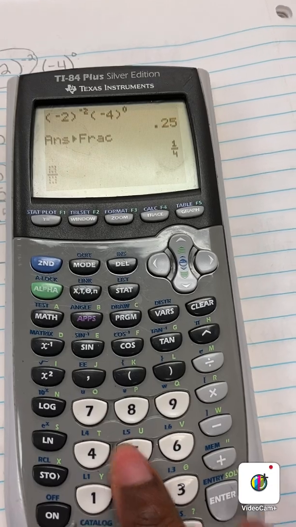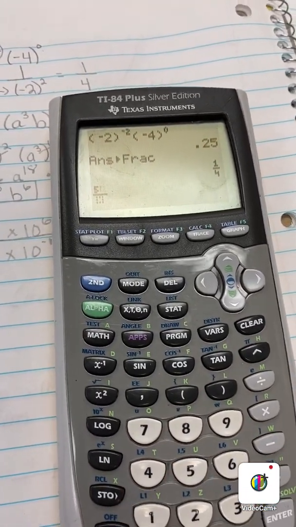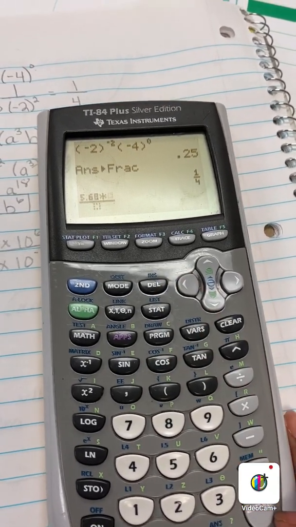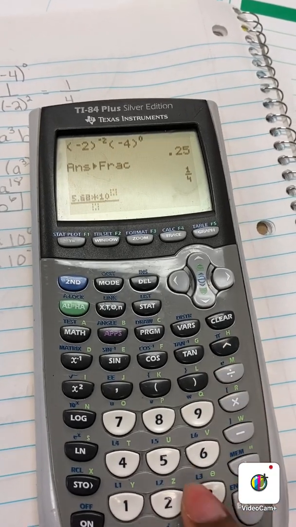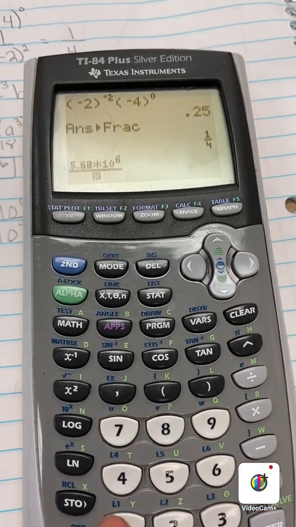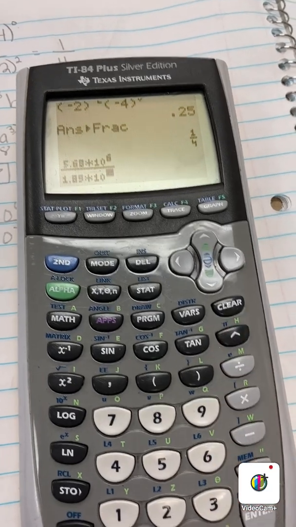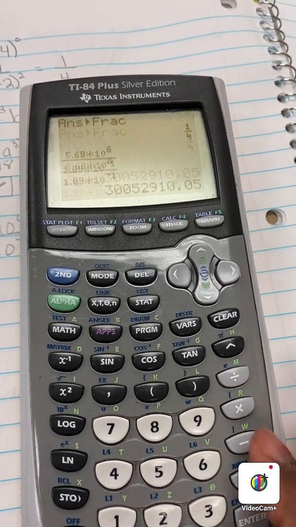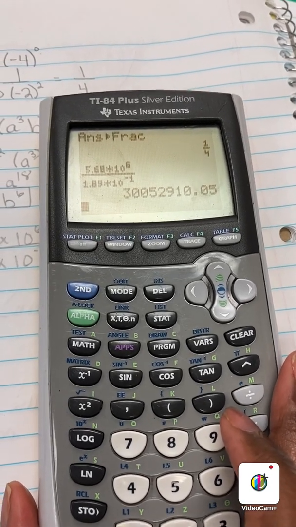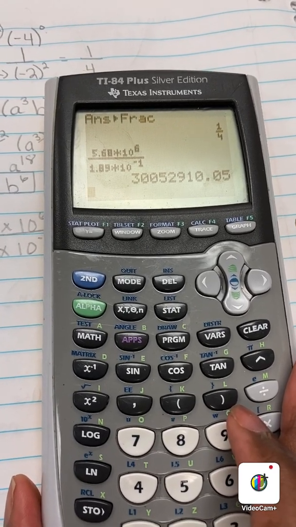So I'm going to type in my problem, which is 5.68 times 10 raised to the 6th power. That's in the numerator. In the denominator, I have 1.89 times 10 raised to the negative first power, and I get this expression. Okay? How do I write that in scientific notation? That didn't come out like I thought it would.